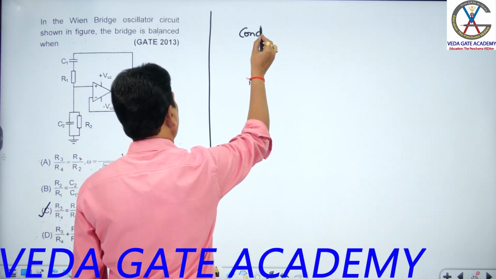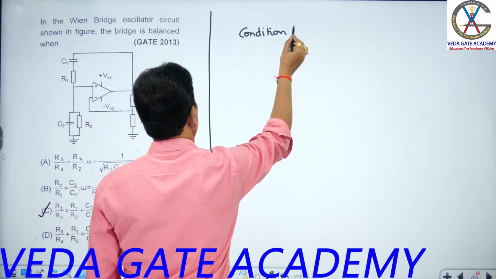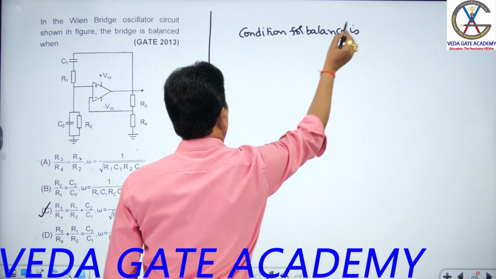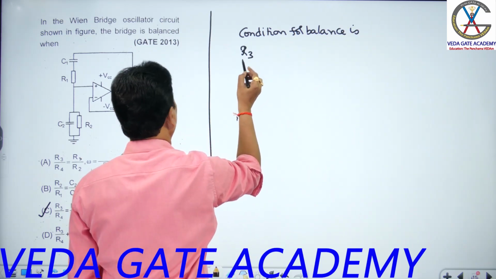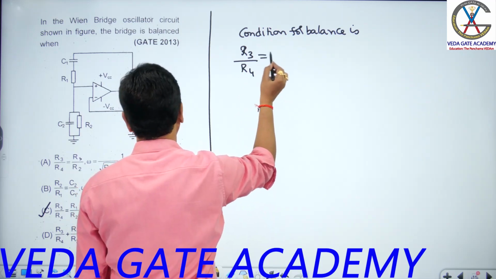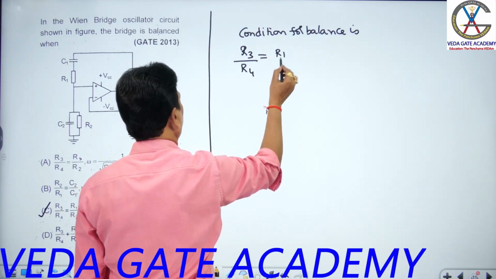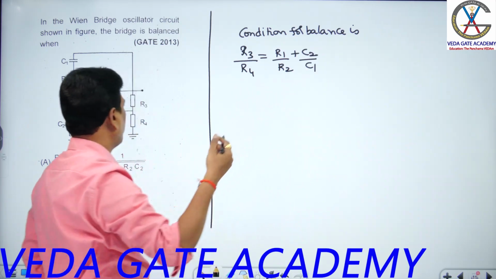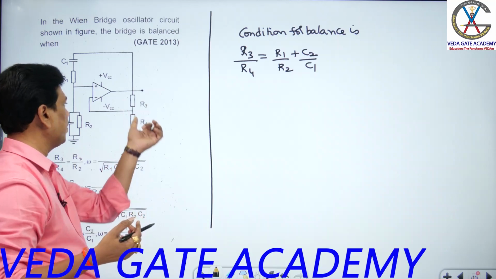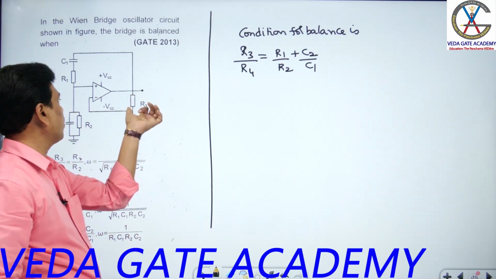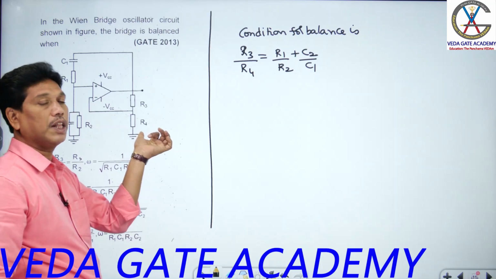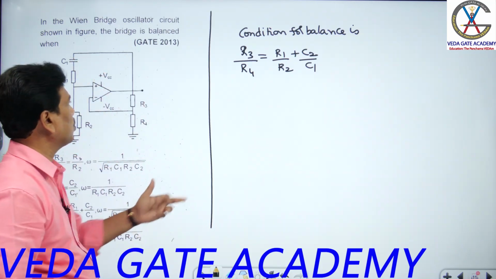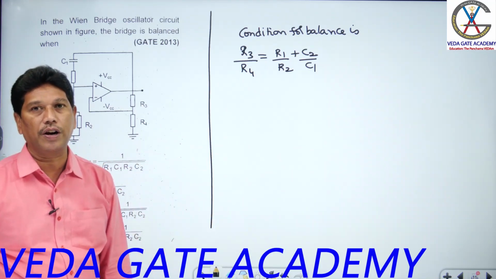Condition for balance: you know that R3 by R4 equals, remember students, R1 by R2 plus C2 by C1. So what are the notations I took in the circuit diagram? All these are the same. There also I took the output to the inverting input as R3, and the inverting input to ground as R4. That should be the same. In the series branch R1 C1 is there, and in the parallel branch R2 C2 is there. So this is the standard condition you already derived.